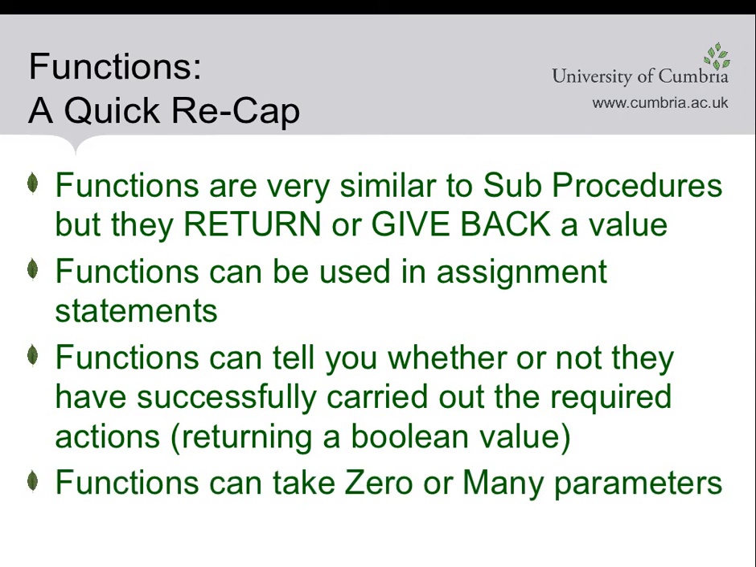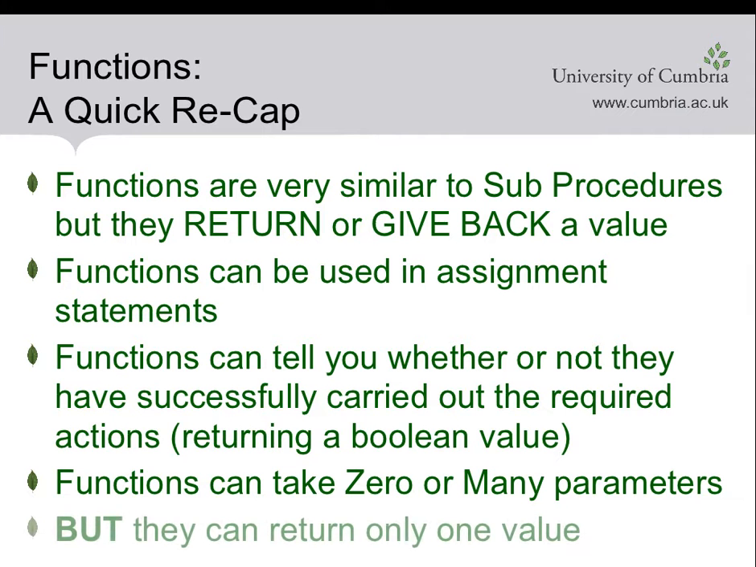And functions can take 0 or many parameters. There's really no limit to the number of parameters that we can pass across to them. However, they can only return a single value. So if we have a function that returns a Boolean, true or false, then that's all that it can return. It can't return anything else. And if we have a function that returns a number, then it can't return anything else. It returns a number, a singular number.